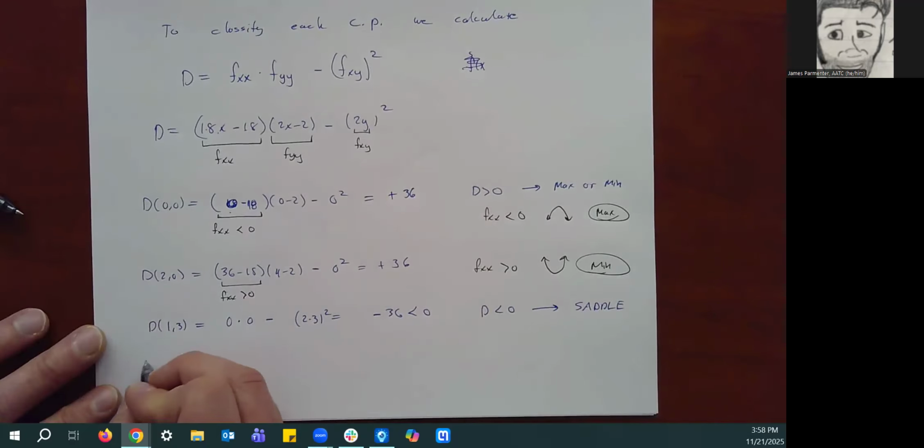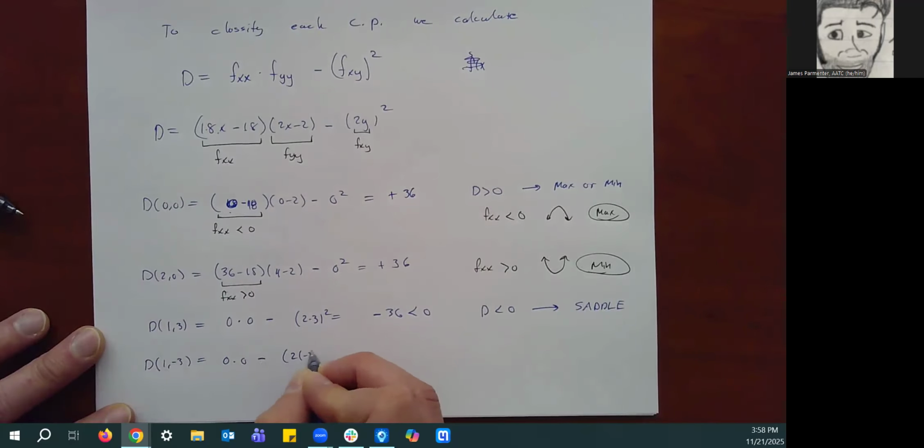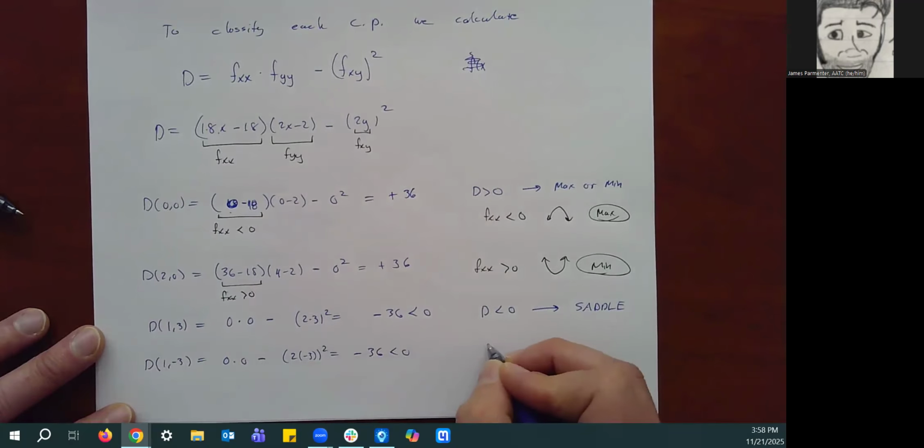And in a similar way, if we plug in 1 comma negative 3, we're also going to get a saddle. Because it's still going to be 0 times 0 minus 2 times negative 3 squared, which is still negative 36. So we still have a saddle.